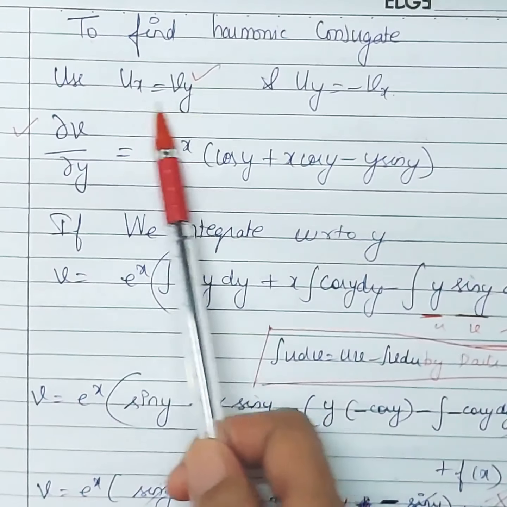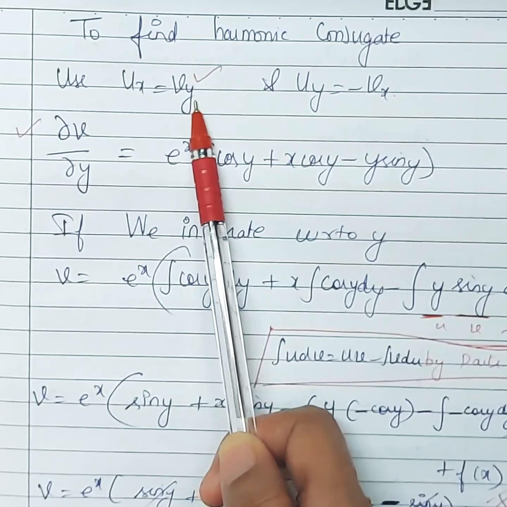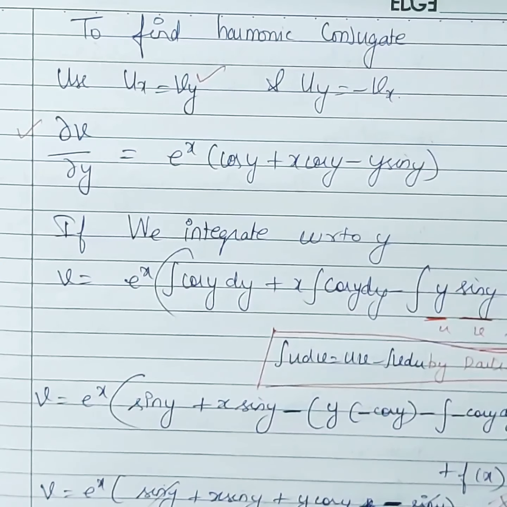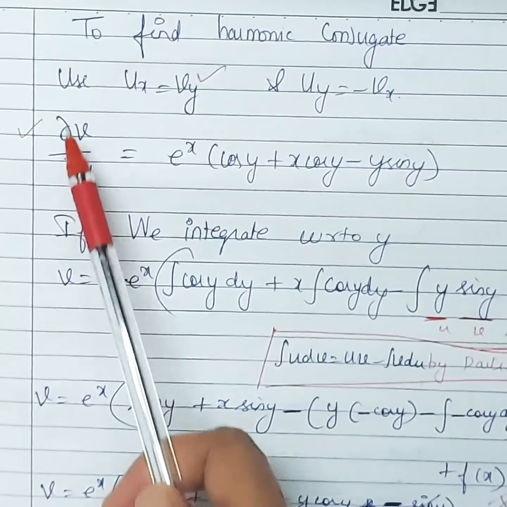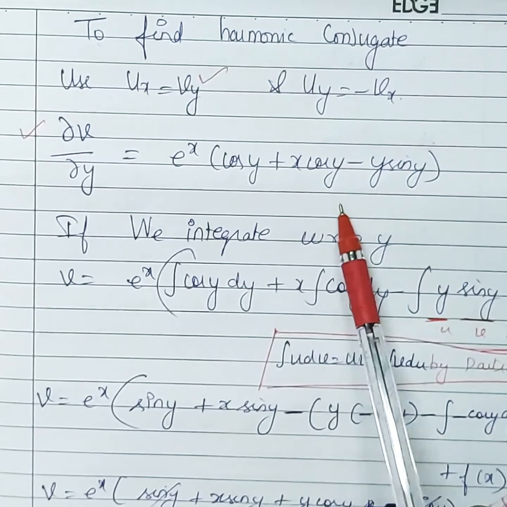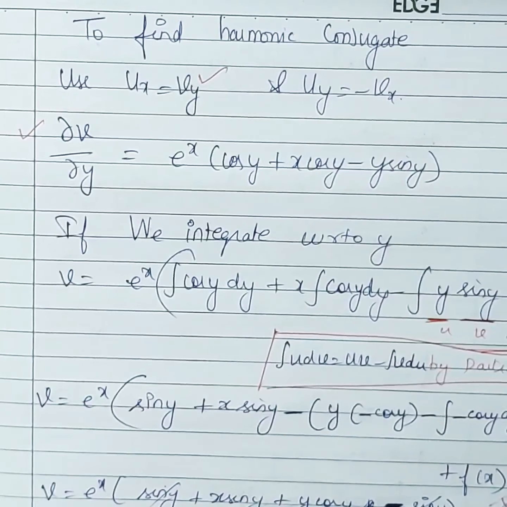Because if you take the first equation, ux is equal to vy, correct? So already we got ux. So vy, that is del v by del y, is equal to e power x into cos y plus x cos y minus sin y. You can take e power x from the first half, no need to find it again, because we proved that it is harmonic, which means your ux answer is correct. So just for fun, don't write hence proved in the beginning if you don't get the answer. Find out where you have done the mistake.